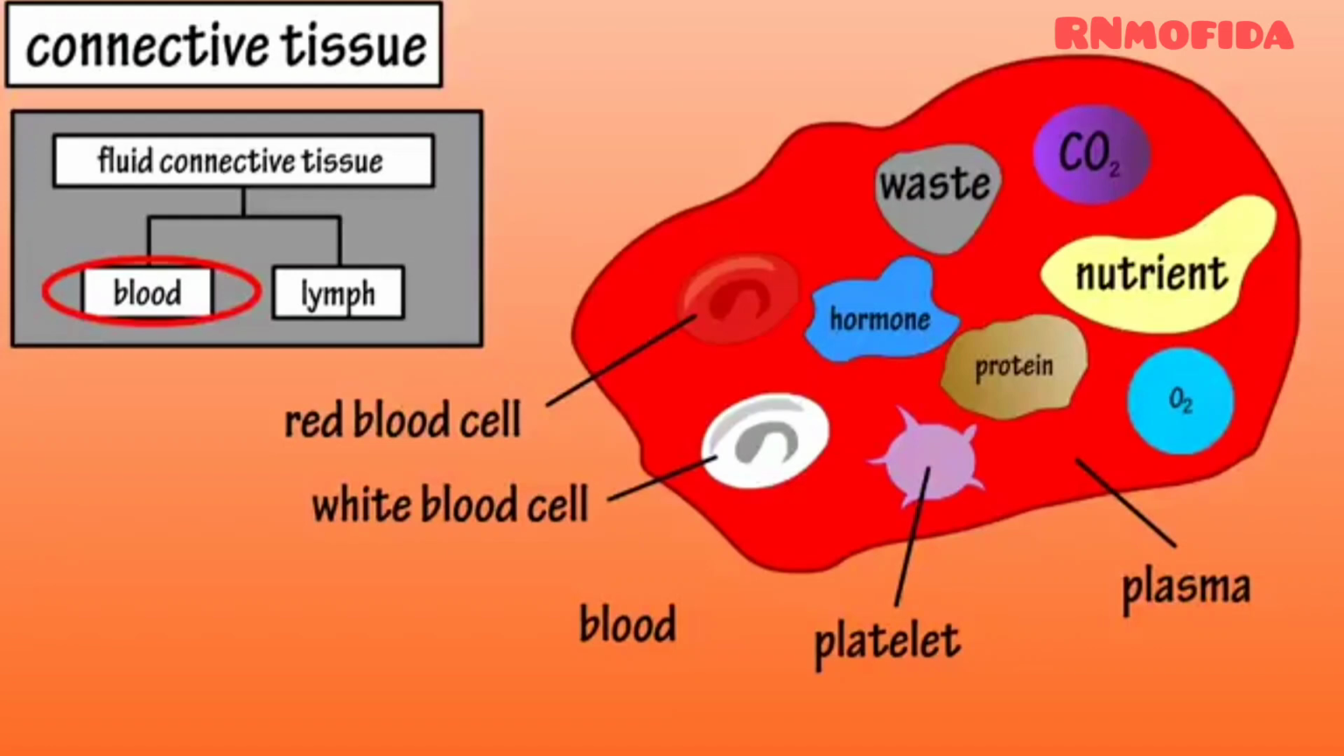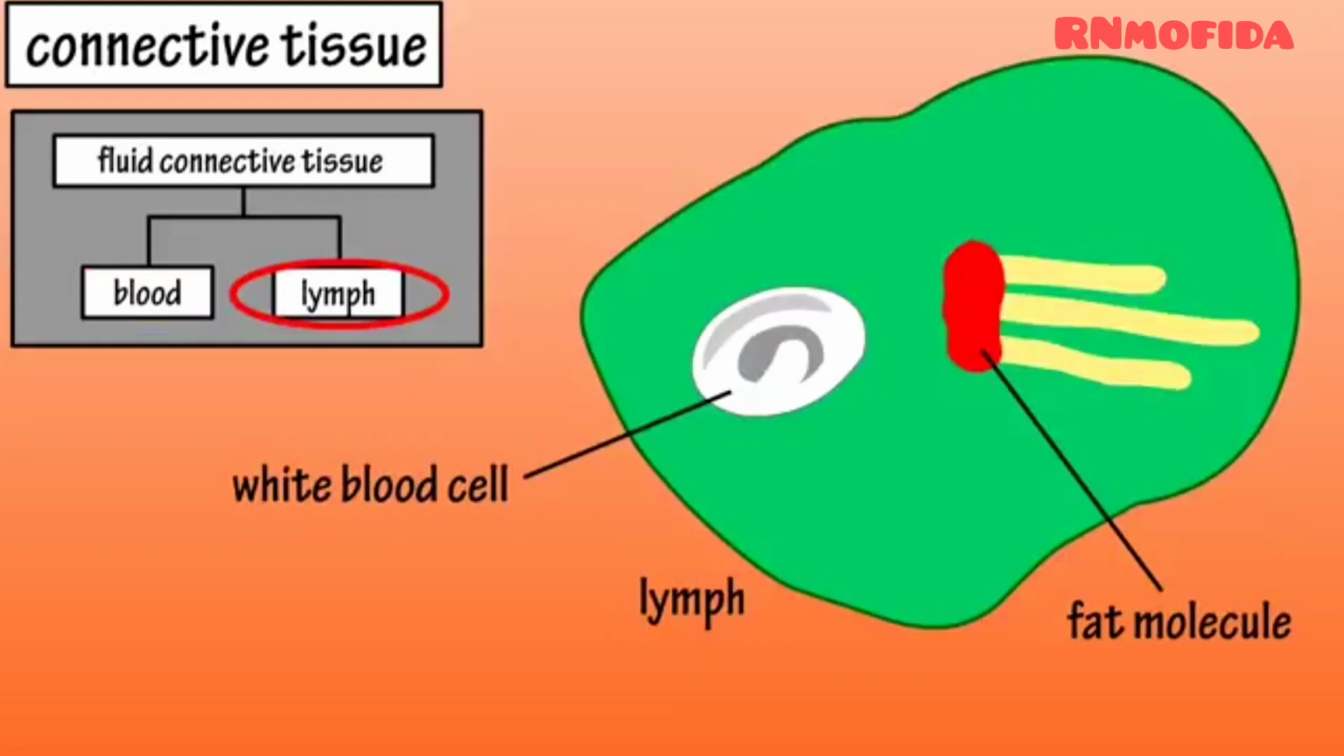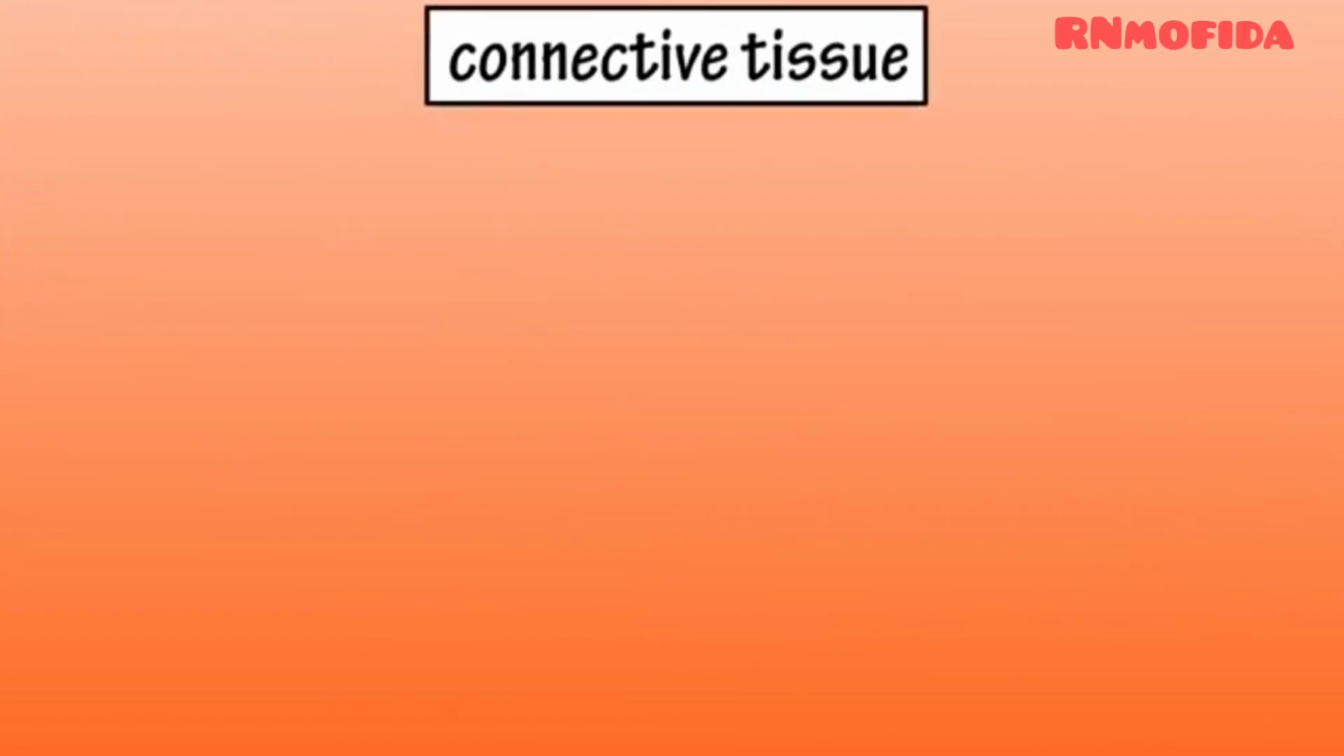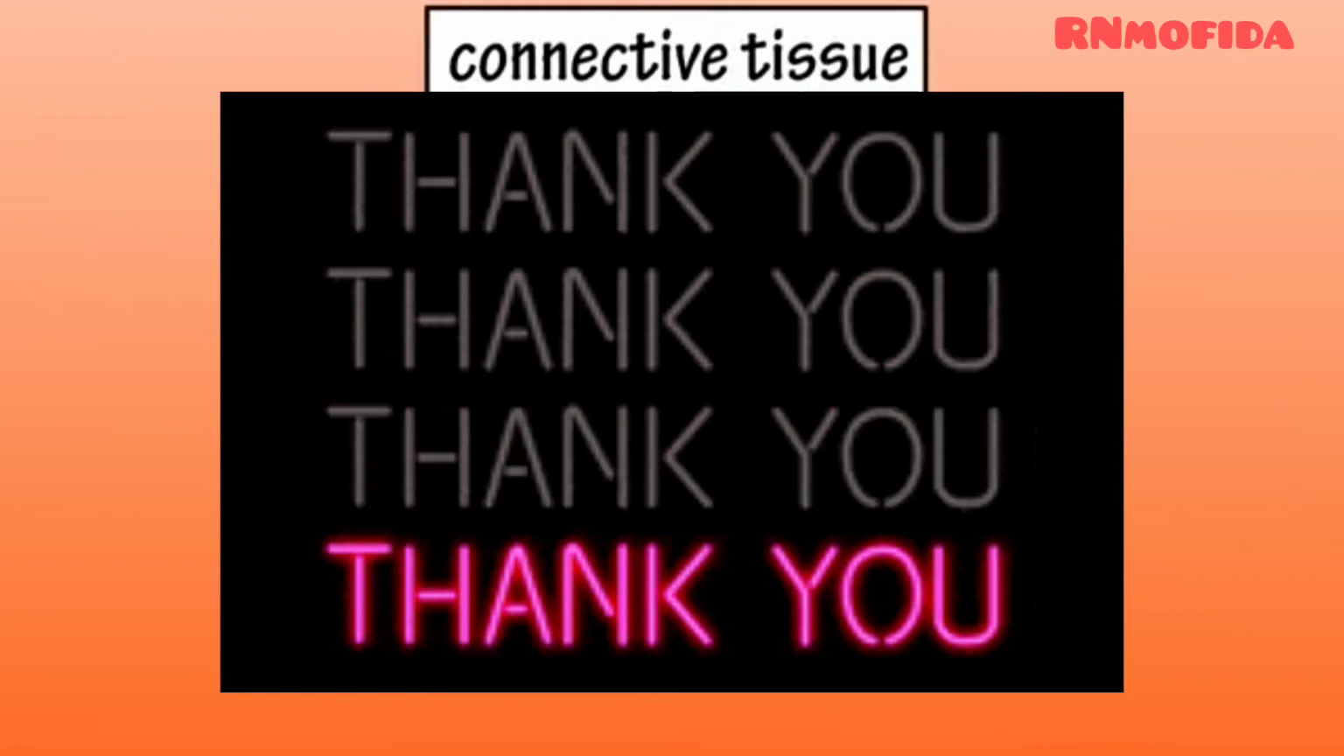Coming to the next classification, that is lymph. Lymph is mainly formed from the interstitial fluid and WBC. It is again divided into B lymphocytes and T lymphocytes, so it helps in immune functions. This is about the basics of connective tissue.